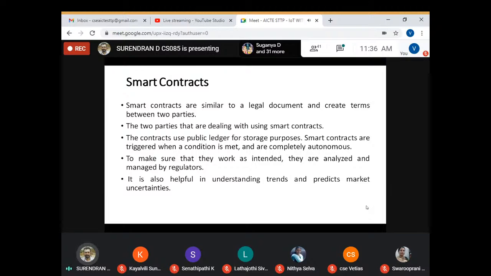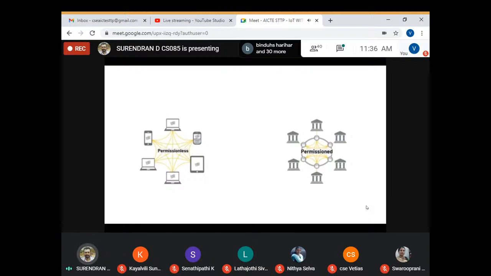Smart contracts are much similar to a legal document and create terms between two parties. The two parties dealing with each other using smart contracts use a public ledger for storing purposes. Smart contracts are triggered when a condition is met and are completely autonomous. To make sure they work as intended, they are analyzed and managed by regulators. It is useful in understanding trends and predicting market uncertainties. So this is the difference: with the trusted third parties, you have permissions. You don't want the trusted third parties; it's between the users. As I told you, it is distributed.